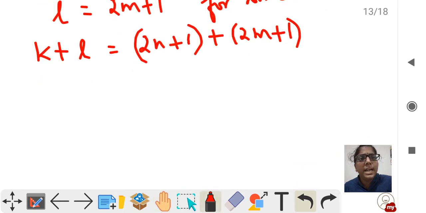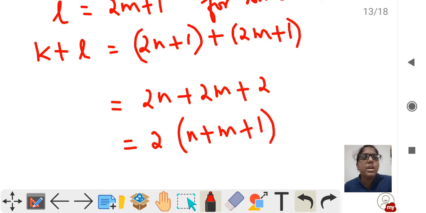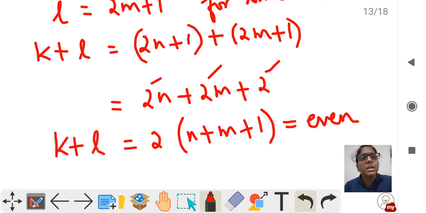So you will get the addition as 2n plus 2m plus 1 plus 1, which becomes 2. So you can take 2 common. It is 2 times n plus m plus 1. If you take the 2 common, it is an even number, right? What is 2 times of a number? It is always an even number. So k plus l becomes an even number. So when you add two odd numbers, you will get an even number. This is how you have to prove.